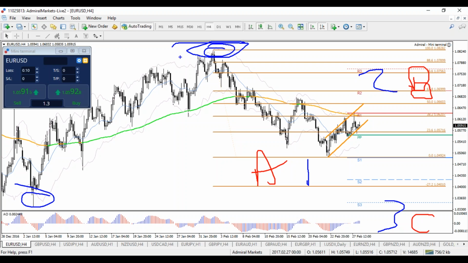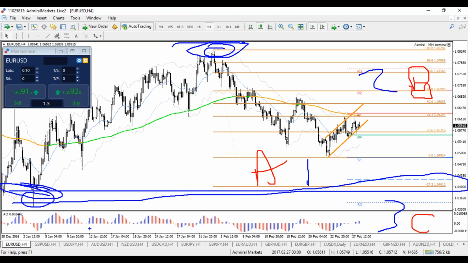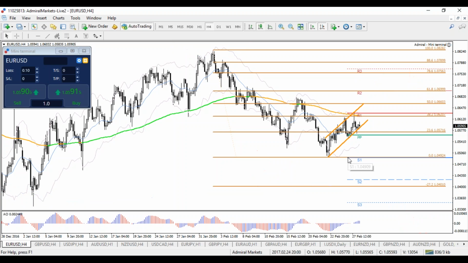So, the major question is, from my point of view, how will price respond to 104, 103.50, and that is something that only the market will know and only the market will tell later on in time. I think that's it on this 4-hour chart.